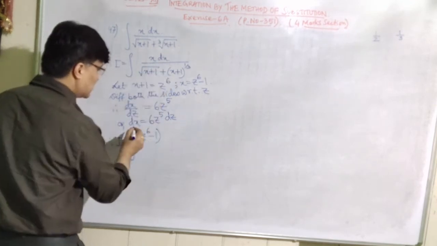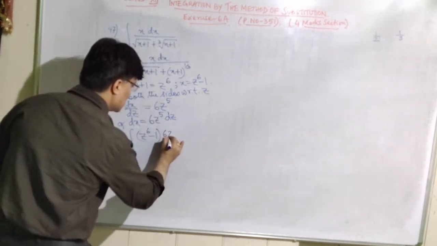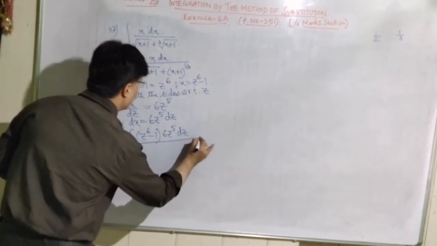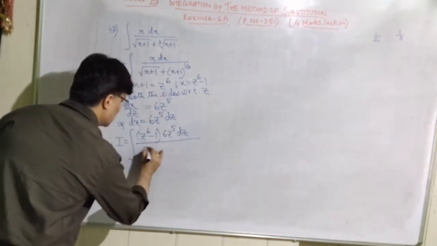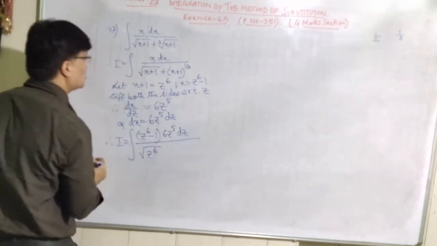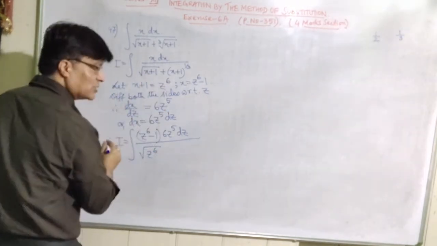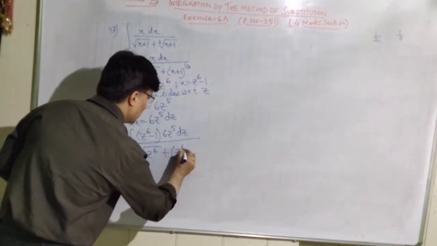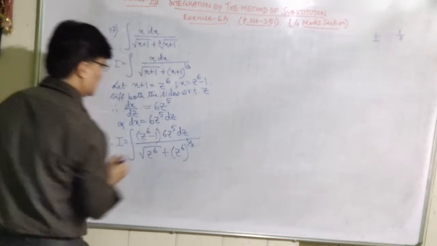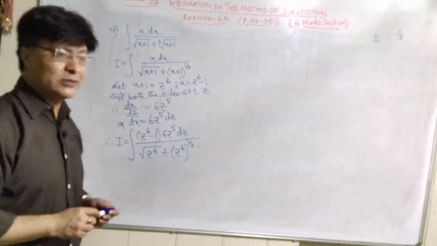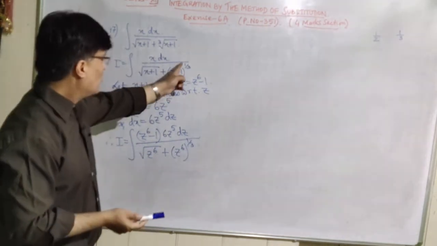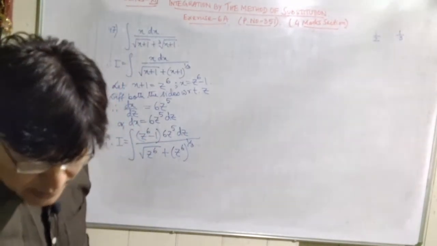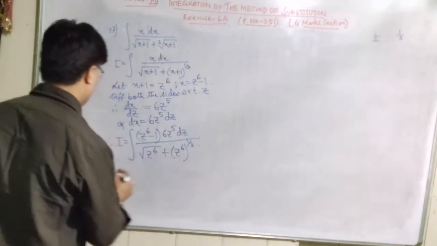And what about dx? Your dx is 6 z to the power 5 dz divided by, now it is root over z to the power 6, plus now this is z to the power 6 whole to the power 1/3. Okay. So now let us simplify it further.